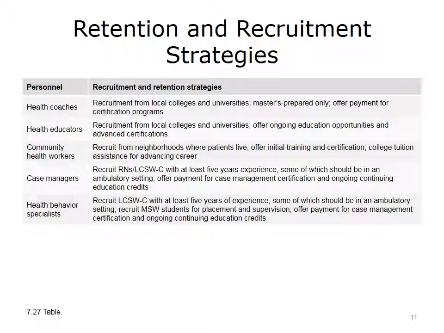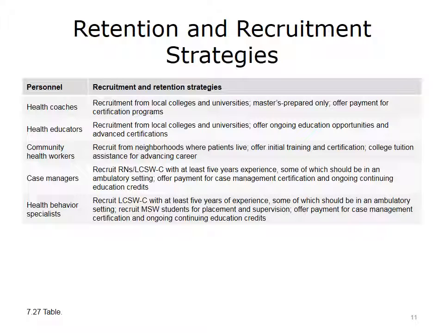One strategy, in terms of retention, is to offer payment for certification programs. So while there is no required licensure for a health coach, there are several certification programs, and some that are stronger than others. When J-CHIP hires a health coach, they often offer to help them prepare for the exam and then pay for the exam.